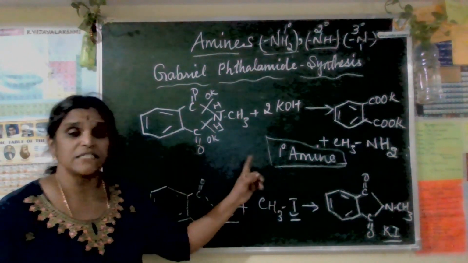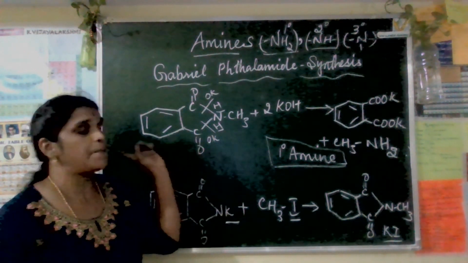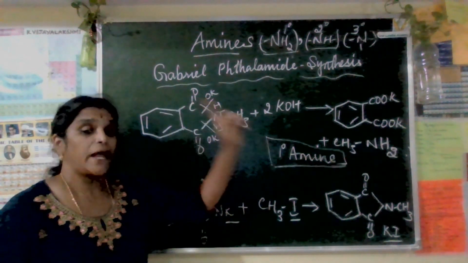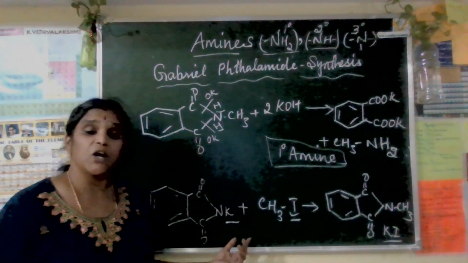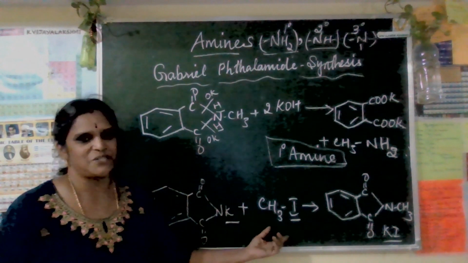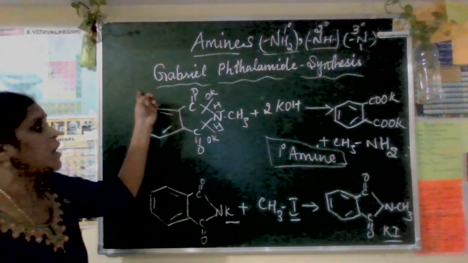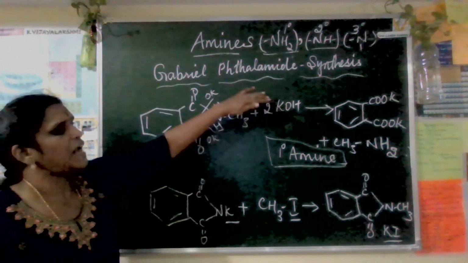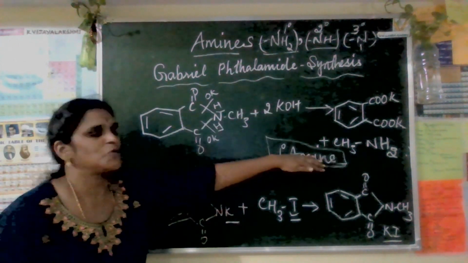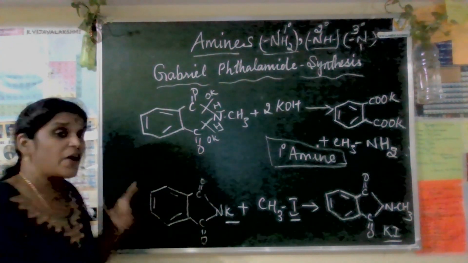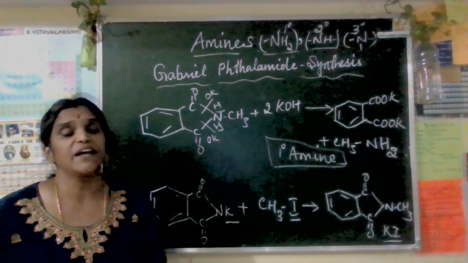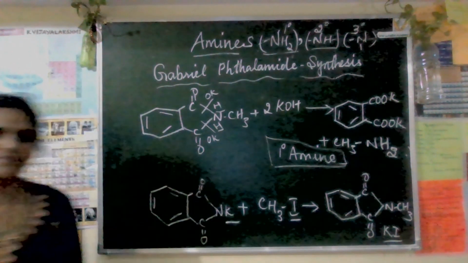Okay, you know what the drawback of Gabriel phthalamide synthesis is? Why can't we go for aromatic primary amine? Because I have given that message. Hope you're clear with it. What is the product of Gabriel phthalamide synthesis? Primary amine. Hope you're clear. Okay, now we are going to see Hoffmann's degradation reaction.